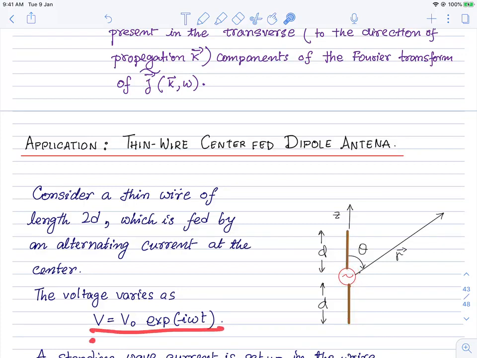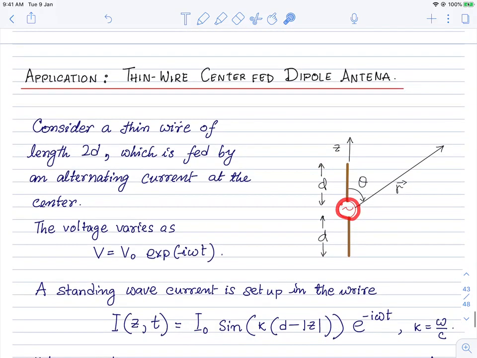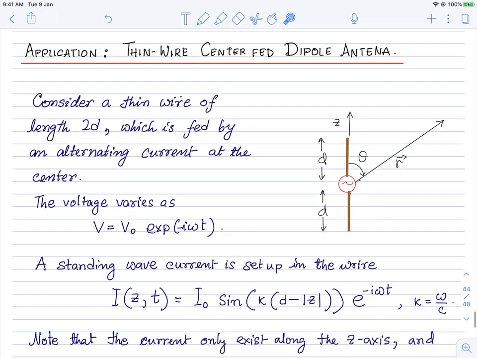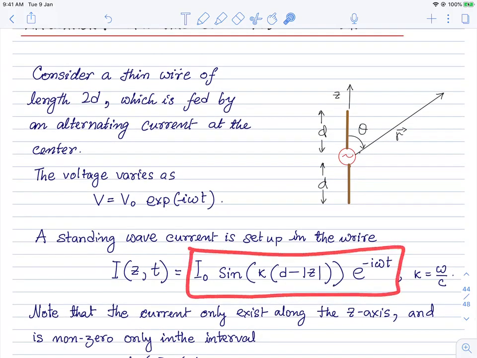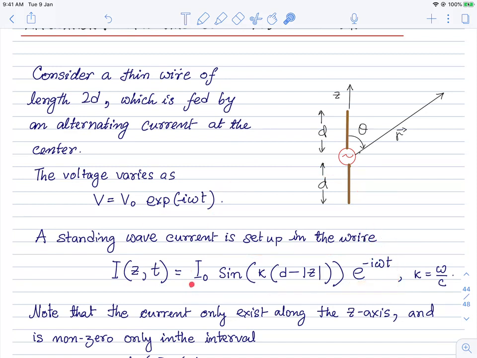Okay, this alternating voltage is given in this way. If you put an alternating voltage here like this, then a stationary wave, or stationary current, would be set up on the two branches of this wire. And that stationary current has this expression. Of course, it inherits the harmonic dependence of the potential, but apart from that, it also has this stationary wave nature, which is this sin k(d − |z|). Again, this k is ω/c. Here d is this length, and z is this z axis.